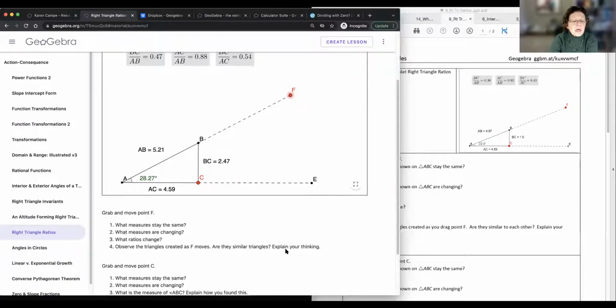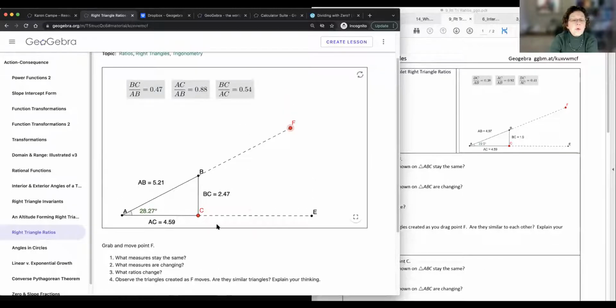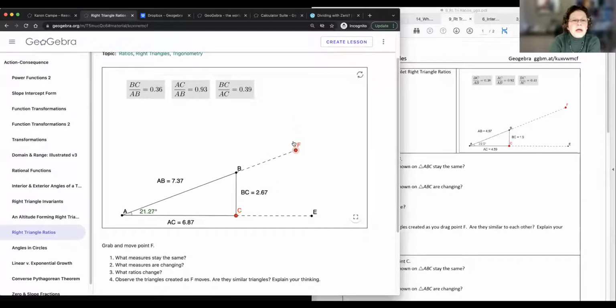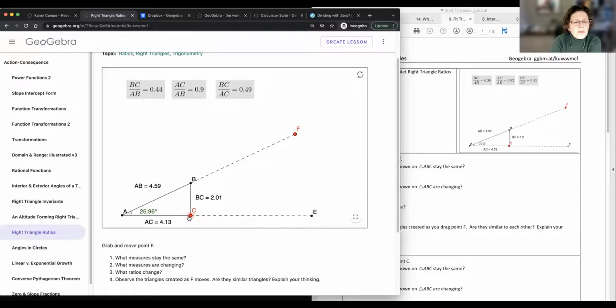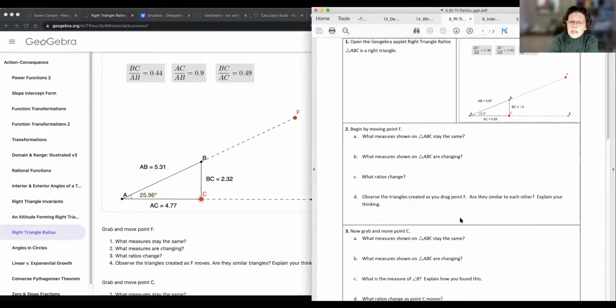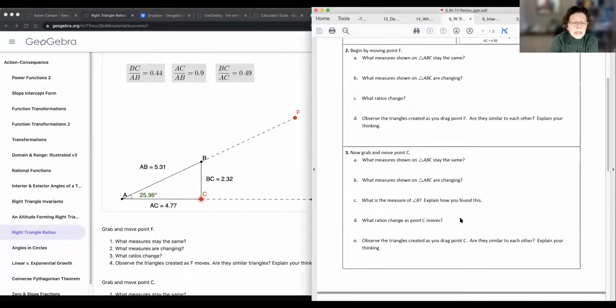The second part says, what about moving point C? Well, now the side lengths are changing, but none of my ratios are. I made the deliberate decision to move point F first because I wanted students to realize that this was a dynamic diagram. If they just started by moving point C, which is sort of the meat of the sine, cosine, tangent ratios, they may not realize that these three gray boxes are also dynamic. And those indeed are similar triangles.